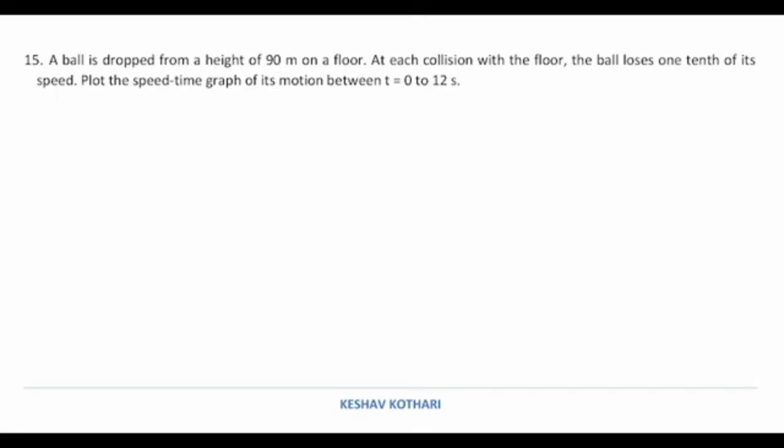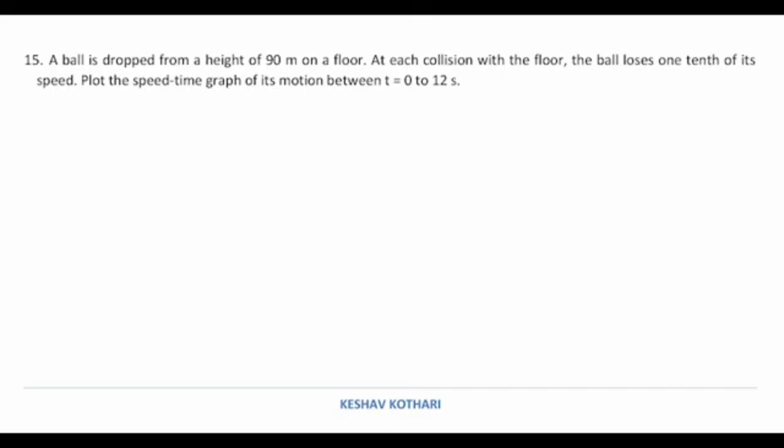So now we are going to discuss till 12 seconds, and every time the ball is bouncing, the ball loses 1/10 of its speed. And we are worried about the speed time graph, so we are not worried about the directional aspect. We only have to consider the speed. So now we begin the question in this fashion.